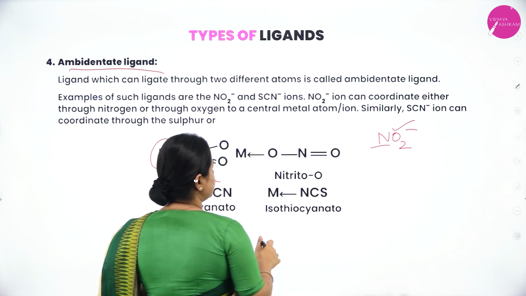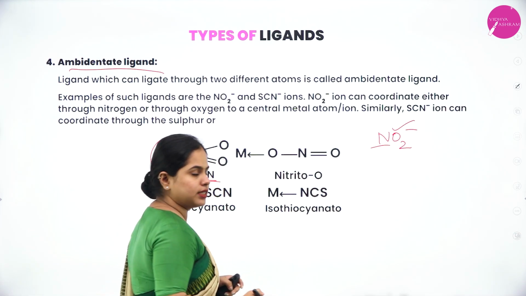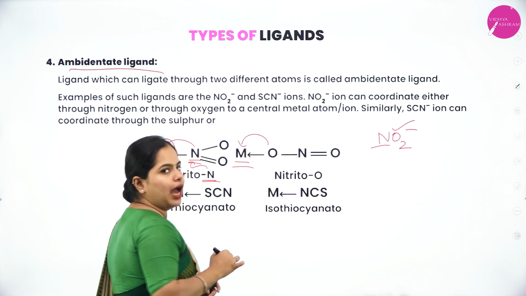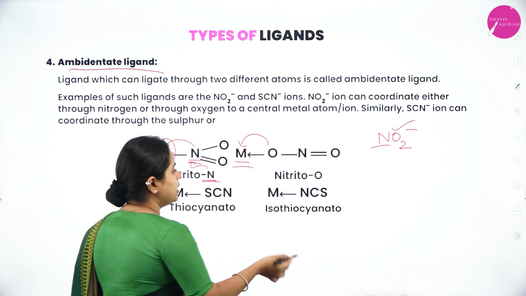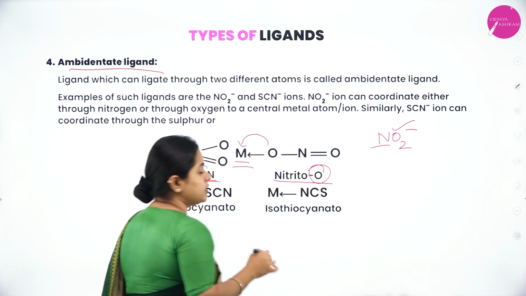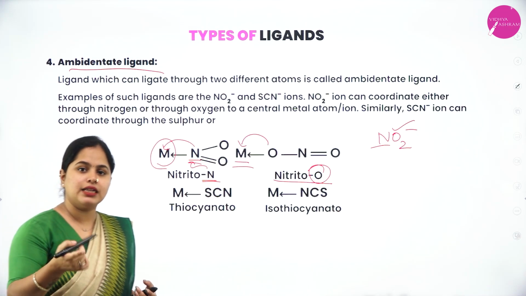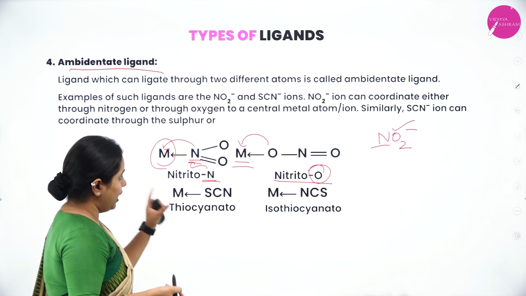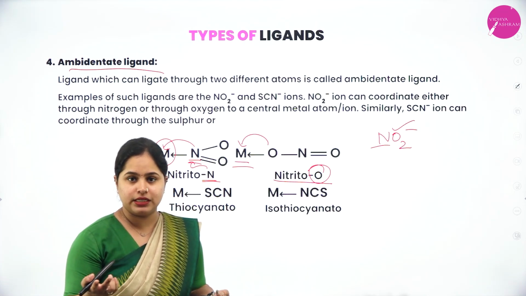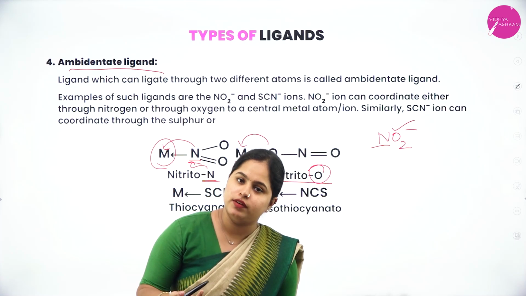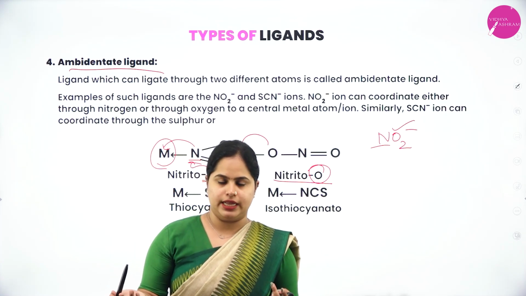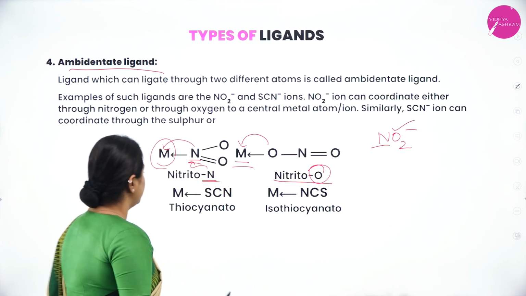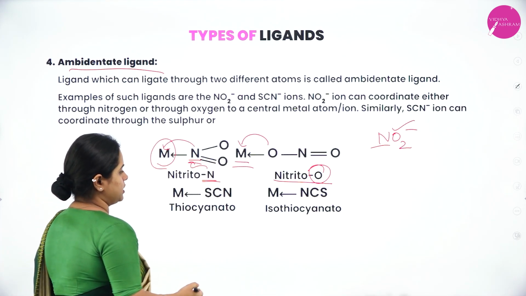Now another possibility is ONO. As you can see here, the metal atom can form a bond with the oxygen atom of NO2 minus. Then it will be called nitrito-O. This O means that it is forming a bond with the oxygen atom of NO2 minus. So in NO2 minus, 2 possibilities are there. Either it can form a bond with the nitrogen atom or the oxygen atom. Such ligands are called ambidentate ligands. Now moving on to the next one, SCN minus.